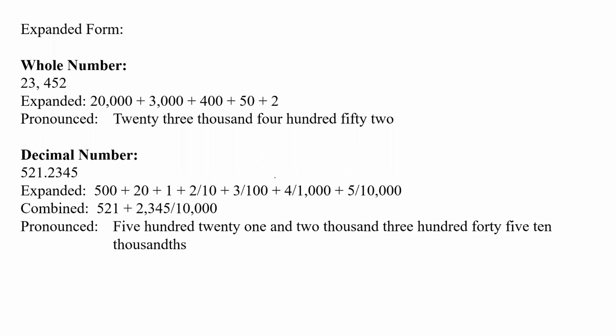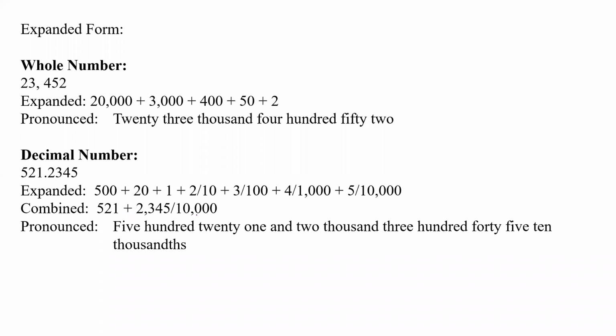And then if we have a combined form, basically what we're going to do is combine the whole number part, and combine the fraction part, and then sometimes we'll have it added together for the combined. A little later we'll have it combined as a mixed fraction, so we'll just put 521, and then we'll drop the plus, and we'll have 2,345 10,000ths.